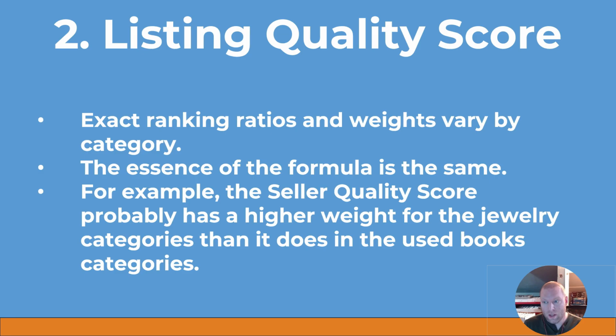And as a result, used books, they might not even factor in your seller quality score into your listing quality score. They might just ignore it completely. Whereas in jewelry, if you have a really high seller quality score, you might get a big bump in rankings. And if you have a really low seller quality score in jewelry, you might see your rankings just disappear.